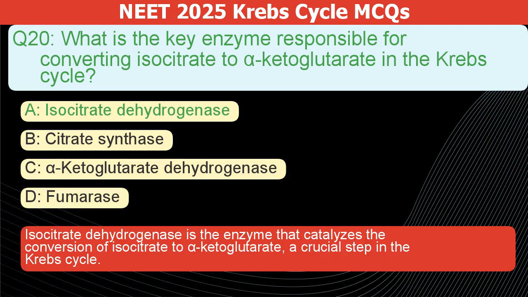The correct answer is A. Isocitrate dehydrogenase is the enzyme that catalyzes the conversion of isocitrate to alpha-ketoglutarate. This is a crucial step in the Krebs cycle.